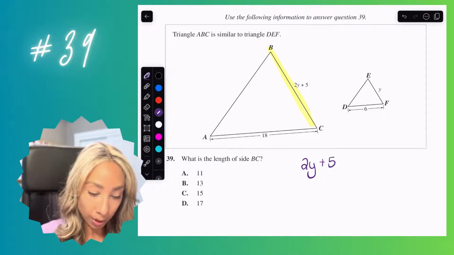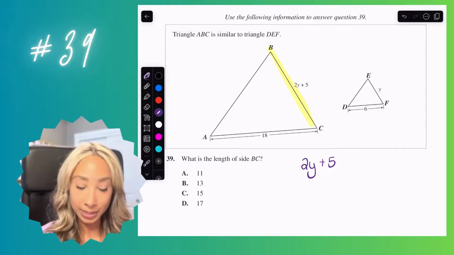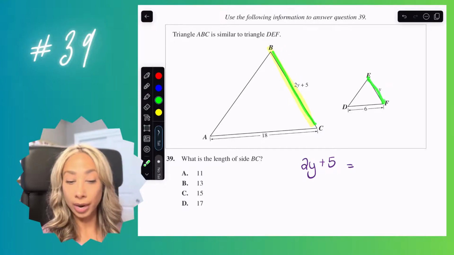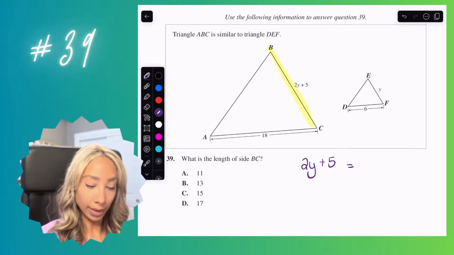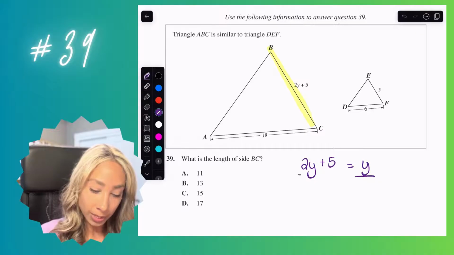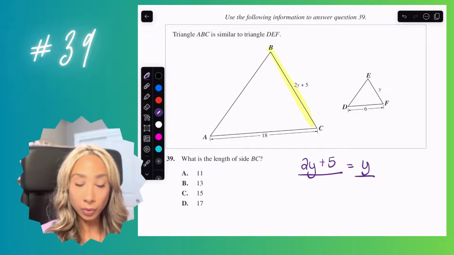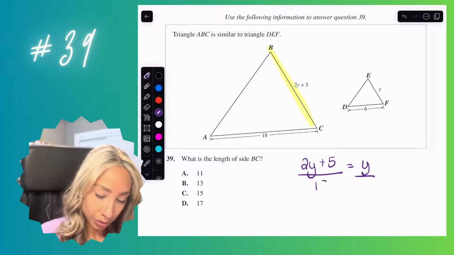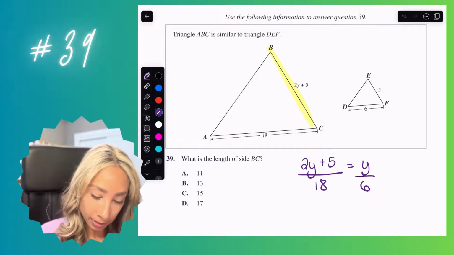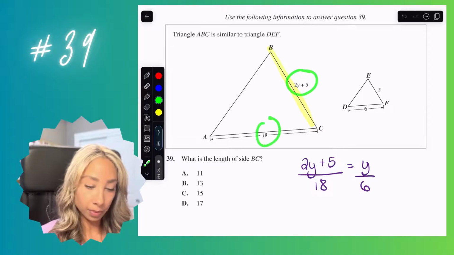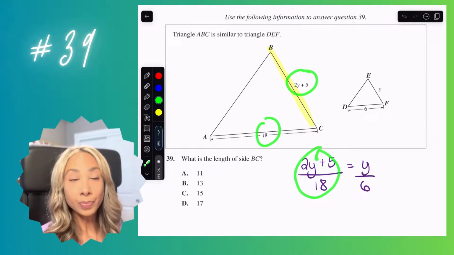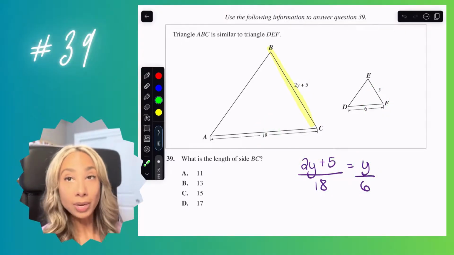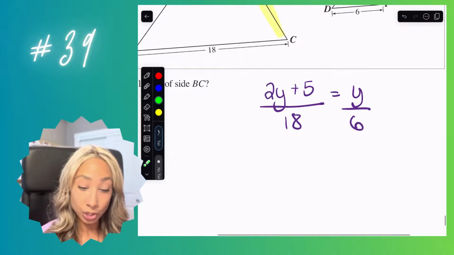Because they're similar triangles, we can set them up so they're equal to one another. So I'm going to say 2y plus 5, which is my length of BC, is equal to the same side on the smaller triangle, so it's going to equal y. We put these as ratios, underneath our 18 and our 6 here. So 18 and 6. This represents one triangle, and the same thing here is the other, but they're equal to each other. Now that we know they're equal, we can solve for y.